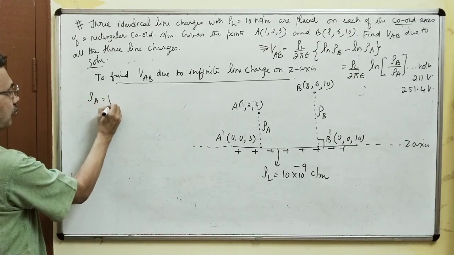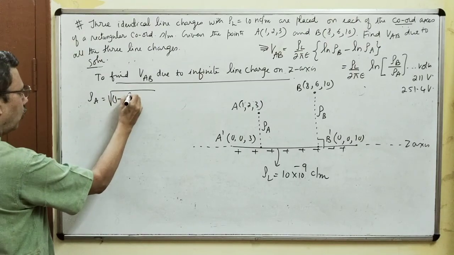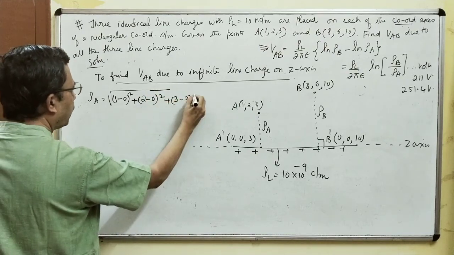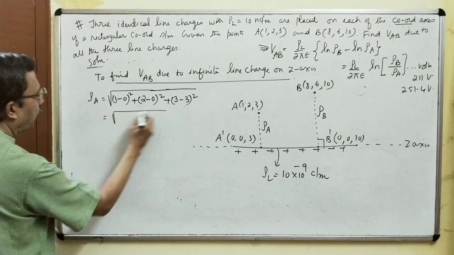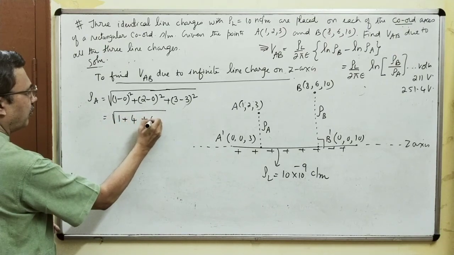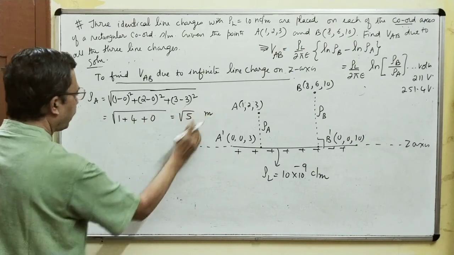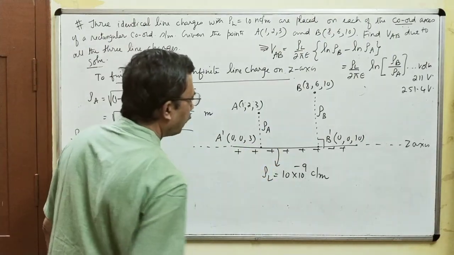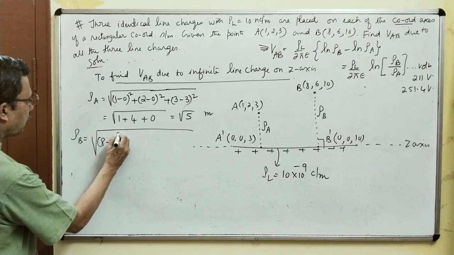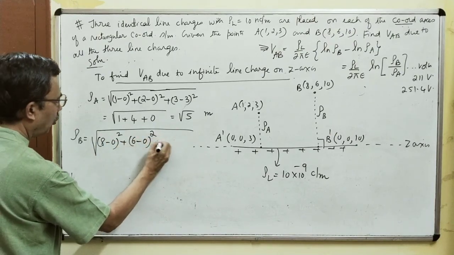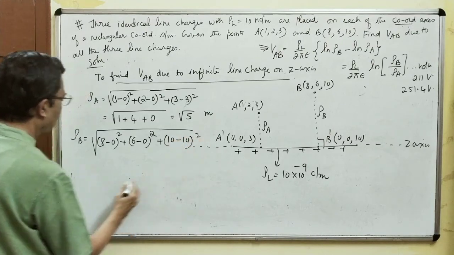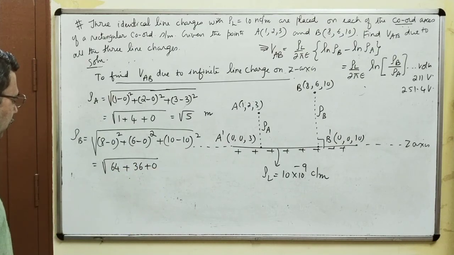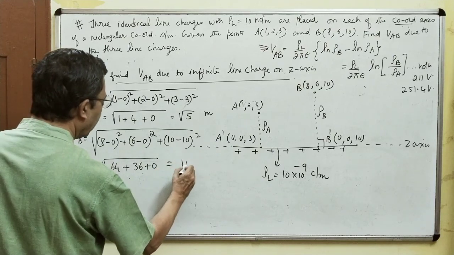Rho A is equal to square root of 1 minus 0 whole square plus 2 minus 0 whole square plus 3 minus 3 whole square. So this becomes root of 1 plus 4 plus 0. That means root 5 meters. What is rho B? Root of, again apply the distance formula, 8 minus 0 whole square plus 6 minus 0 whole square plus 10 minus 10 whole square. So this is root of 64 plus 36 plus 0. 64 plus 36 is 100. Root of 100 is what? 10. 10 meters.